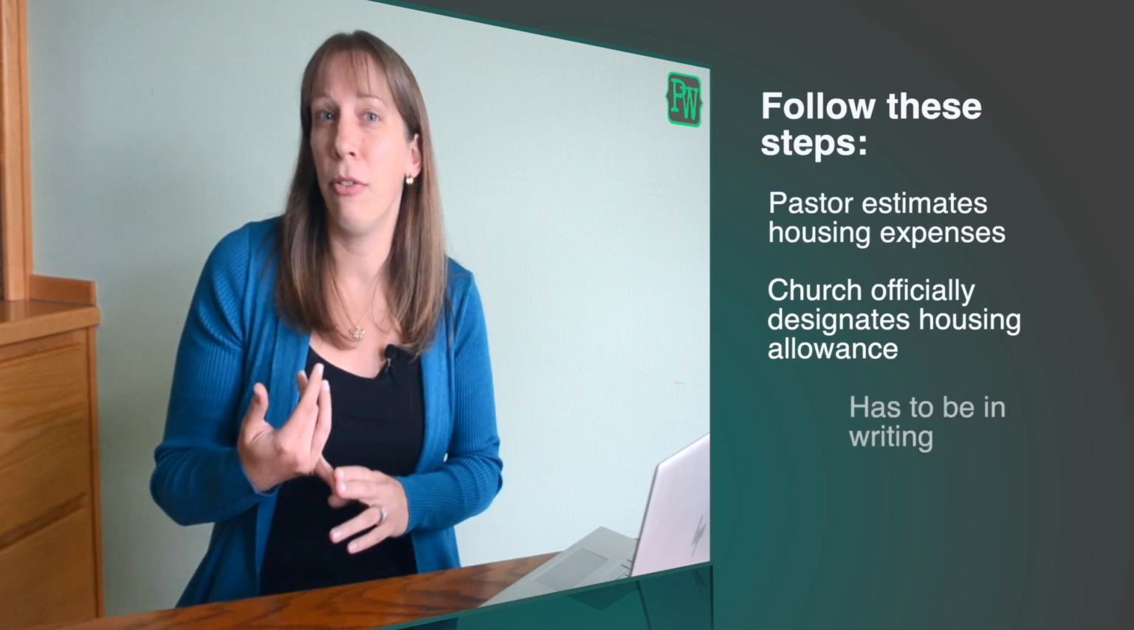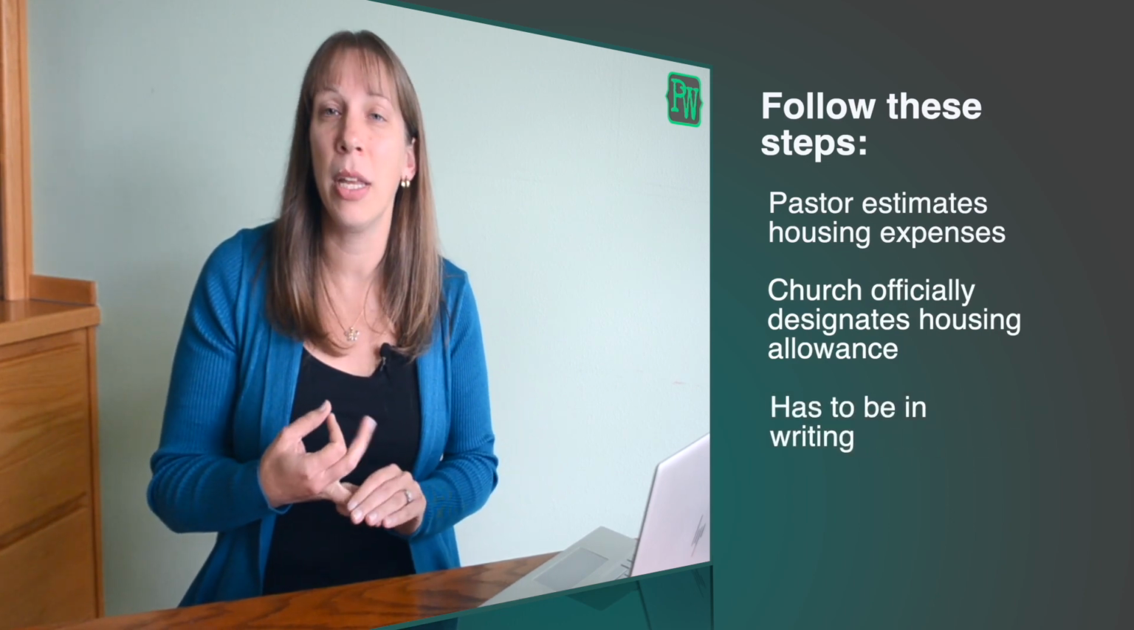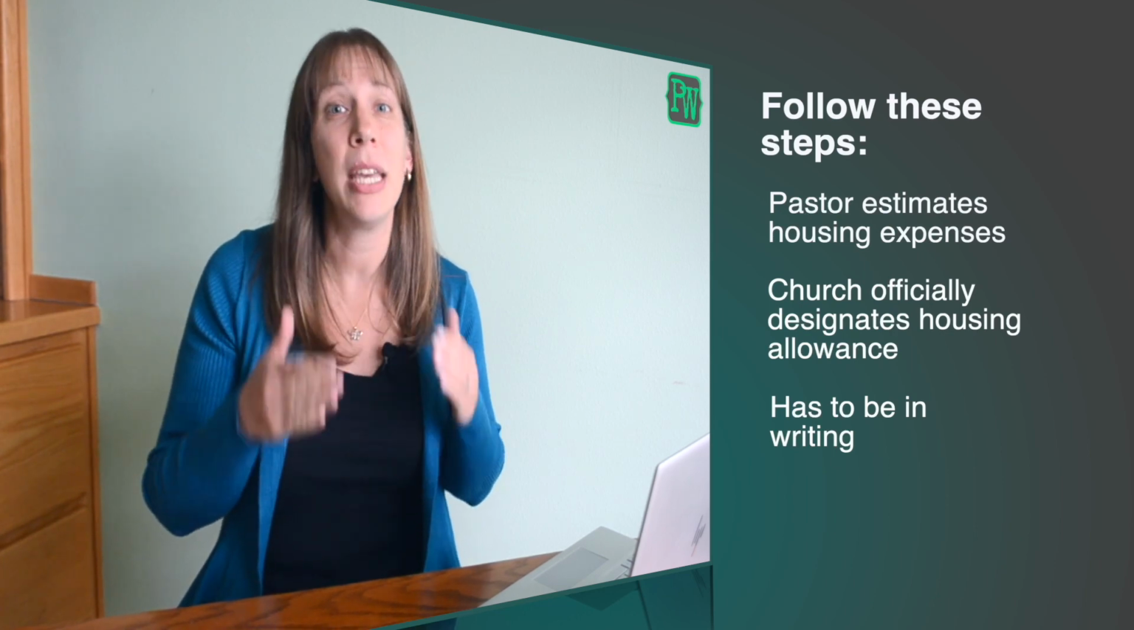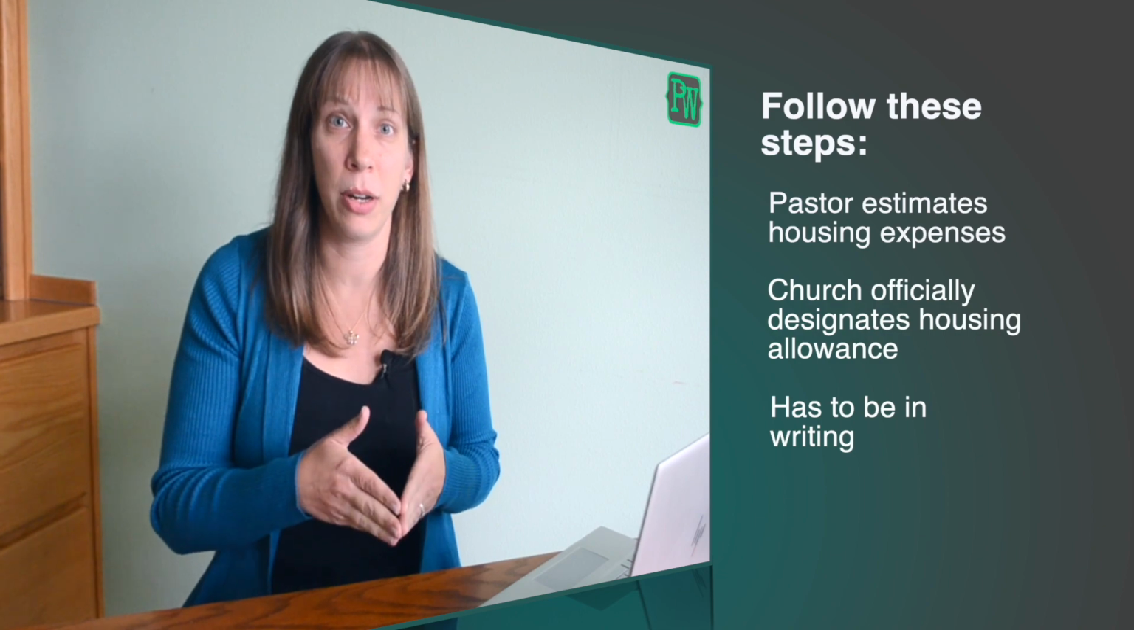This can be done in an official letter, in an employment agreement, it can be done in meeting minutes, or just a line item on the budget, but it has to be in writing. That's the most important part. Then the church tells the pastor, okay, you have your housing allowance, and you start paying it. Usually it's with your normal paycheck. Part of your paycheck is housing allowance, part is taxable salary.